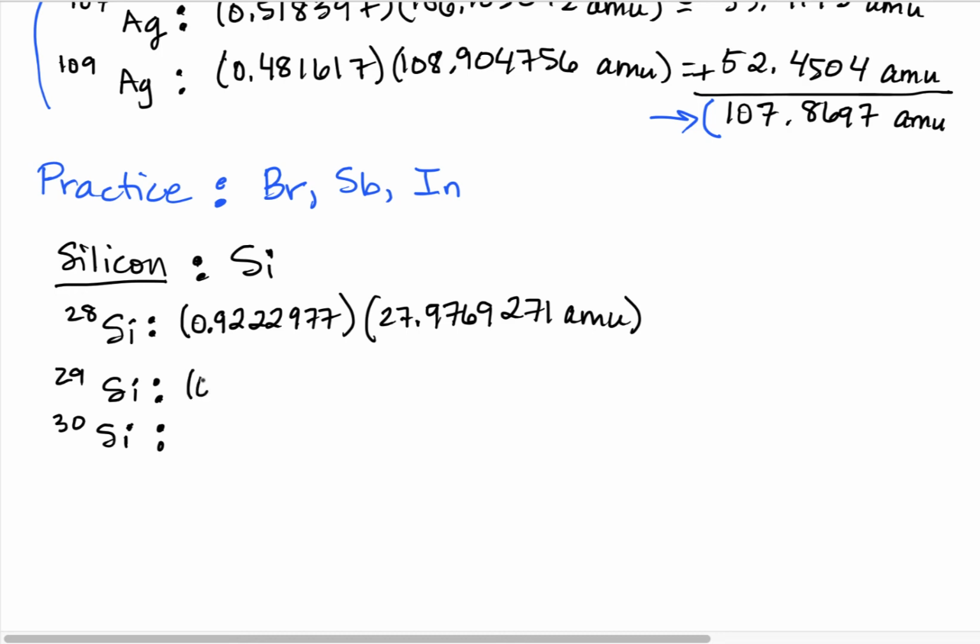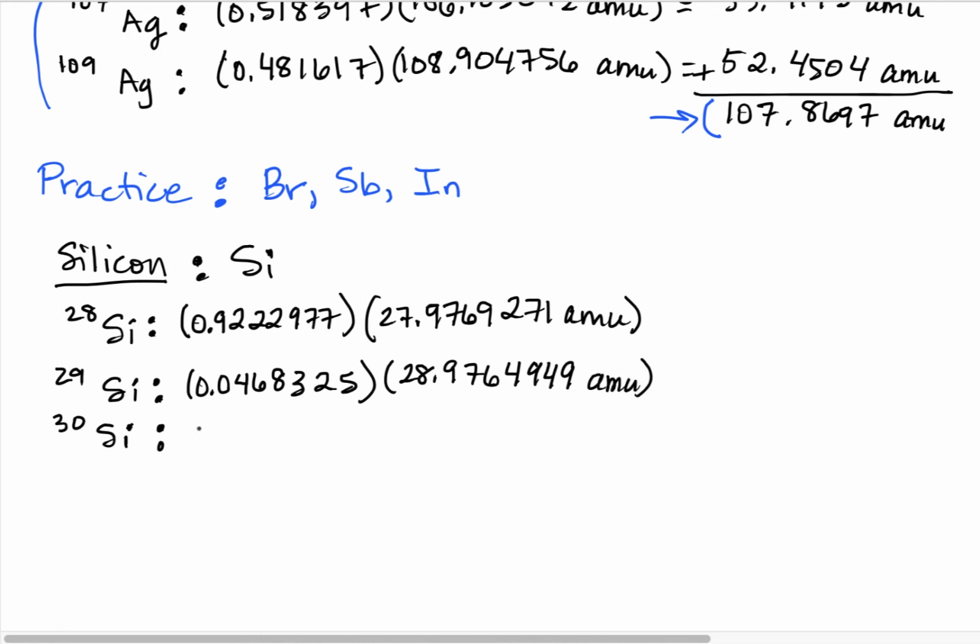Now, the silicon-29 is only 4.68%, and so remember when we turn that into a decimal, it's 0.4683225 multiplied by 28.9764949.